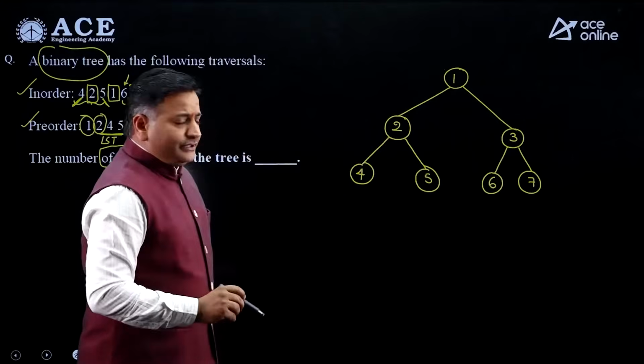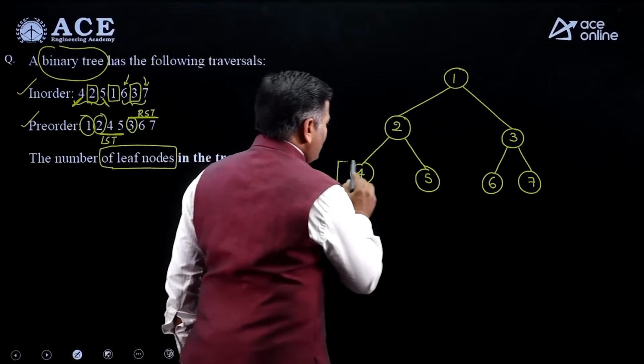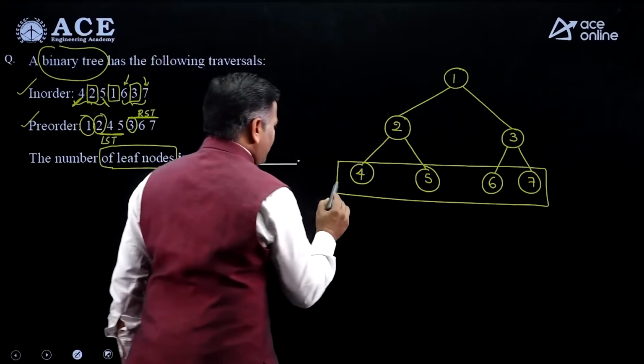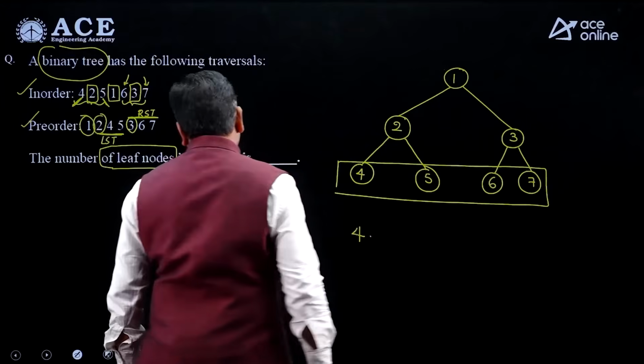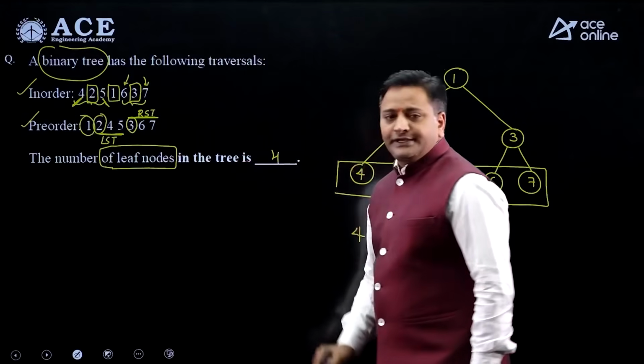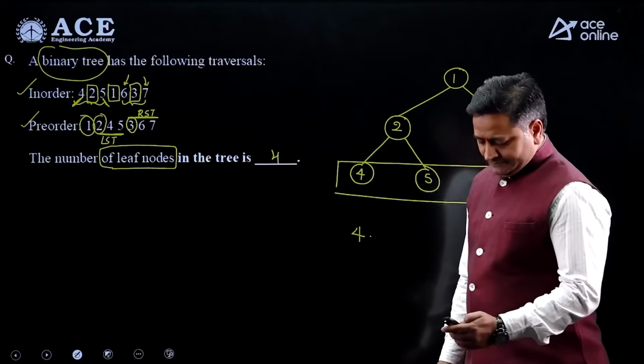Right, okay. So in this binary tree, they are asking the number of leaf nodes. The number of leaf nodes is exactly 4. Therefore the answer to this question is 4. Is it clear, friends? Okay.